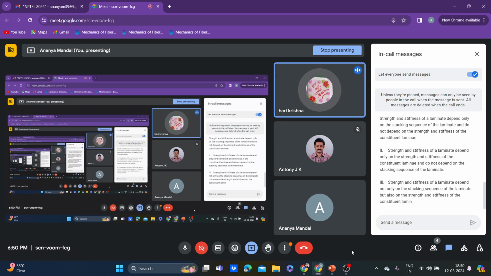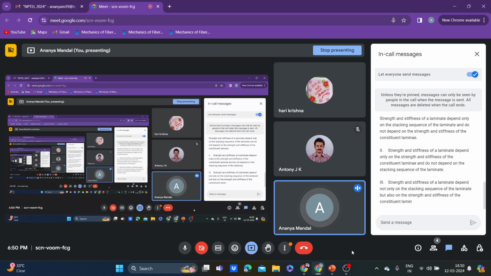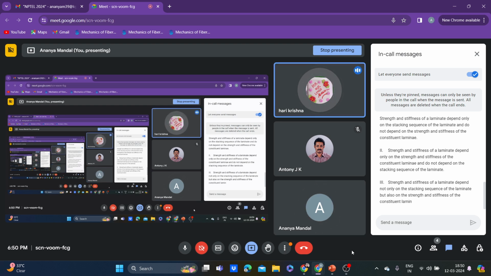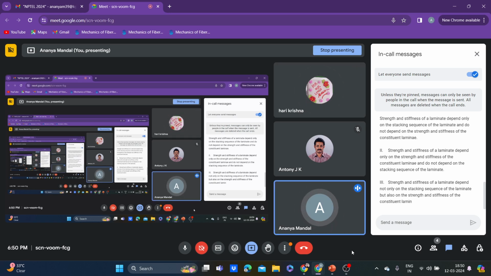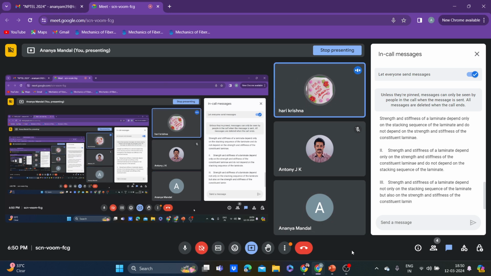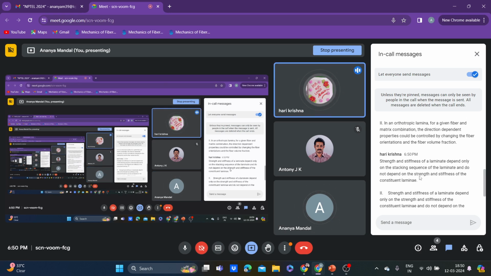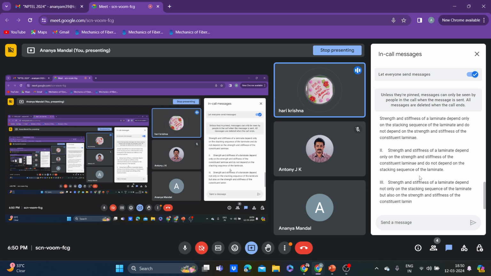No, ma'am, the first one is wrong. What I'm saying is that the strength depends upon both the laminate stacking sequence and the constituent laminas. Am I right? It will depend on both. Yes, ma'am, the first statement is wrong, right? The strength and stiffness of the laminate depend not only on the stacking sequence but also on the constituent lamina.